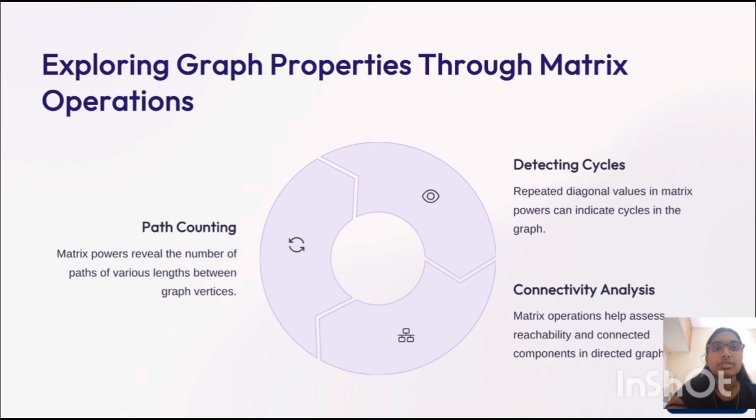Exploring graph properties through matrix operations. There are again 3 points, which is path counting, detecting cycles, connectivity analysis. So, path counting refers to the matrix powers revealing the number of paths of various lengths between graph vertices. Detecting cycles, repeated diagonal values in matrix power can indicate cycles in the graph. Connectivity analysis. This represents the matrix operations helping assess reachability and connected components in directed graph.